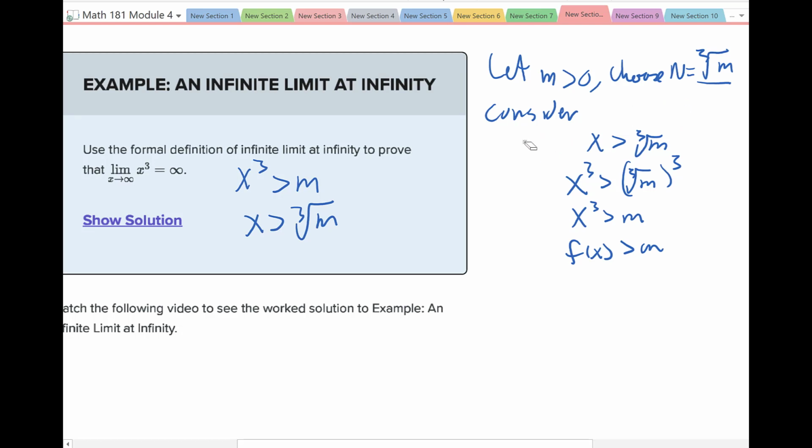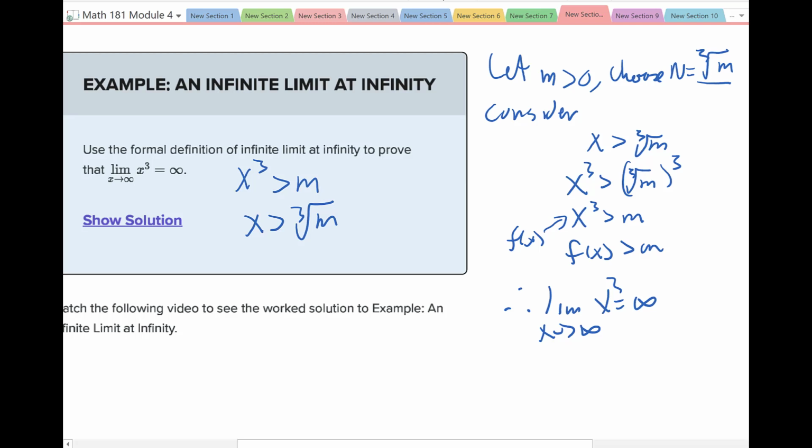So consider x is greater than the cube root of m, because the x is greater than the N, and N is equal to the cube root of m. Then we cube both sides, and we come up with, this is our f of x, and then now we have f of x greater than m. We can then conclude that the limit as x approaches infinity of x cubed equals infinity. And that's it.